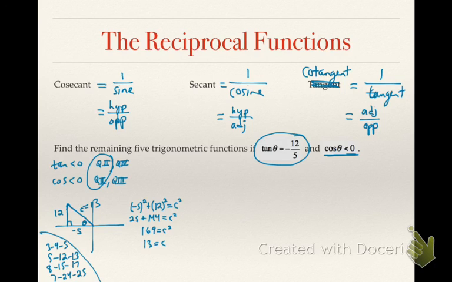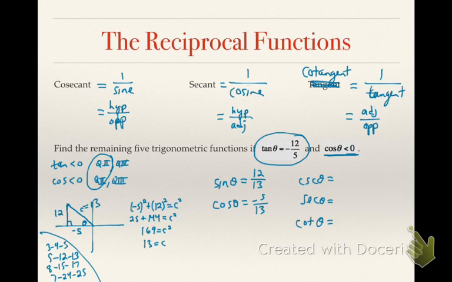Alright, so now we have the adjacent, the opposite, and the hypotenuse. We can now find the other 5 trig functions: sine, cosine, cosecant, secant, and cotangent. We already know tangent is negative 12 over 5. Sine is opposite over hypotenuse. Notice it's in the second quadrant, so it's positive, so it's going to be positive 12 over 13. Cosine is the adjacent over hypotenuse, so it's going to be negative 5 over 13.